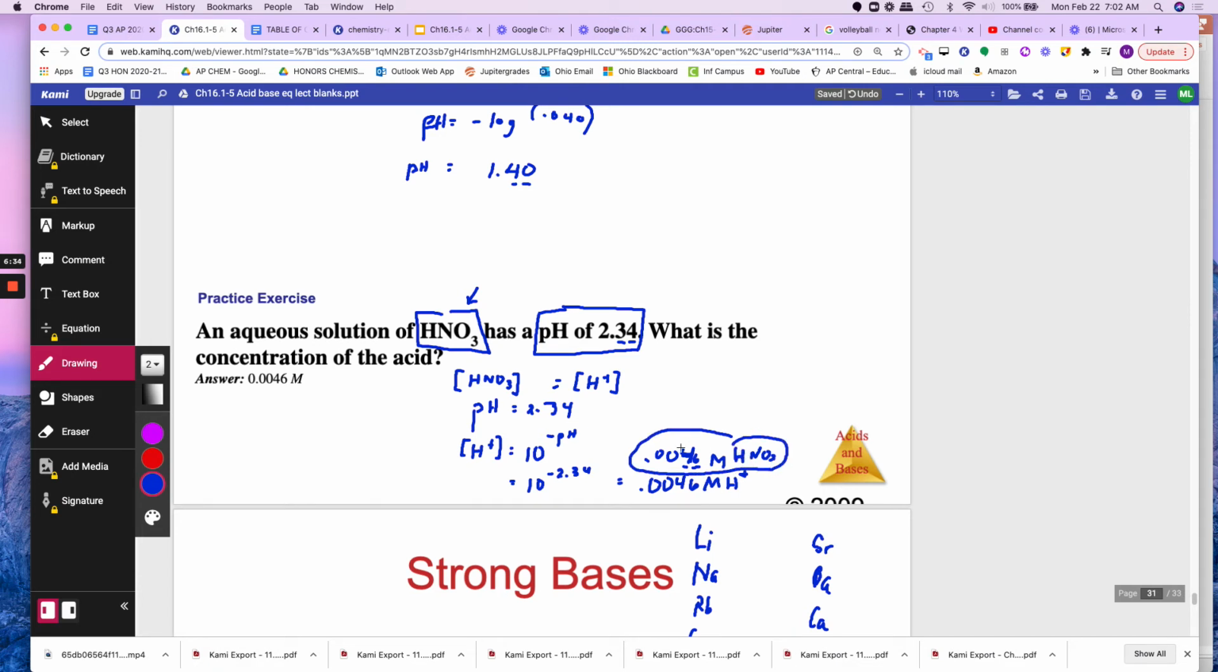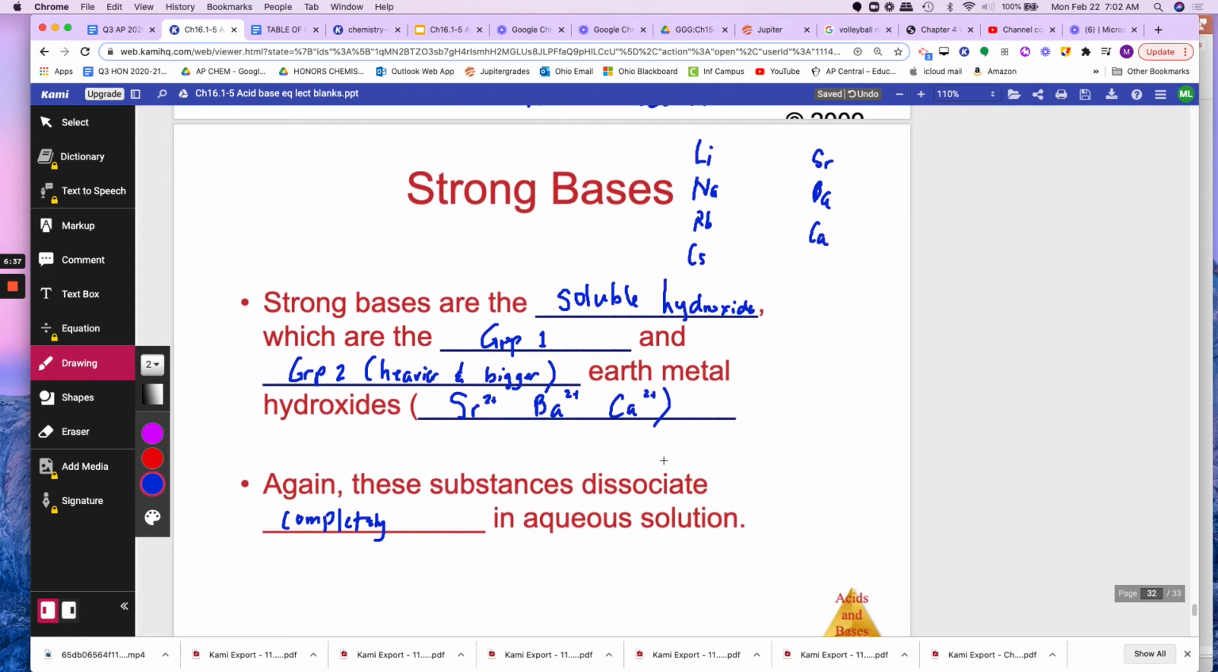Very simple. Okay. Now, how do you handle strong bases? Strong bases give OH-. And if the substance has OH- in it, it must be able to dissolve. So if I buy LiOH from the store, Li is in the first group, the alkali metals. Since alkali metals are fully soluble, you will get 100% OH-. Same with NaOH, RbOH, and CsOH. So these are very strong bases.